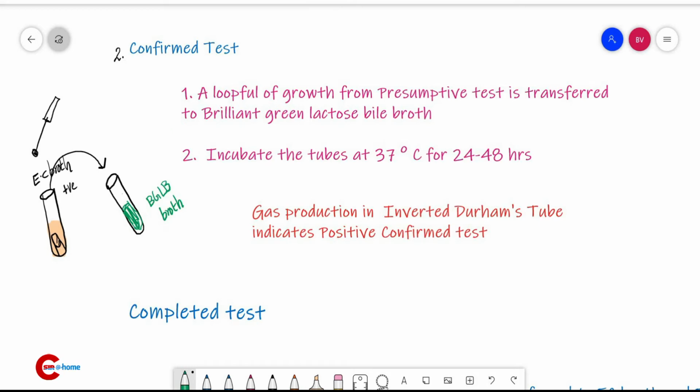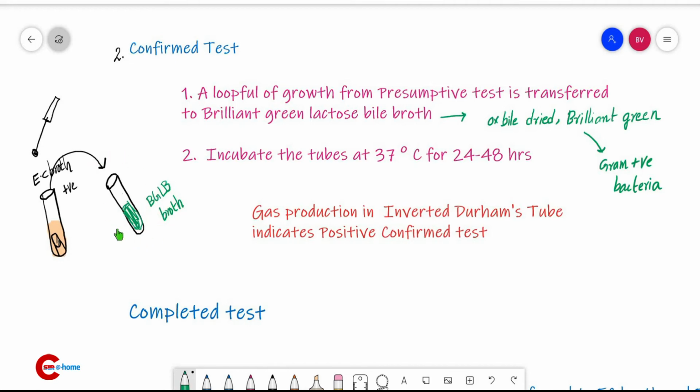This brilliant green lactose bile broth contains ox bile dry and brilliant green. These inhibit gram positive bacteria. Escherichia coli, that is coliform. Coliforms are gram negative bacteria. This is the inoculated broth.